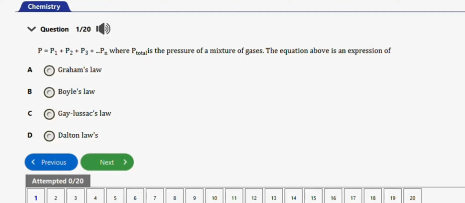Let's get started. The first question I have here says, if P total equals this addition of pressures, where P total is the pressure of a mixture of gases, the equation above is an expression of, so this is Dalton's law, option D. Alright, next question will be this one.